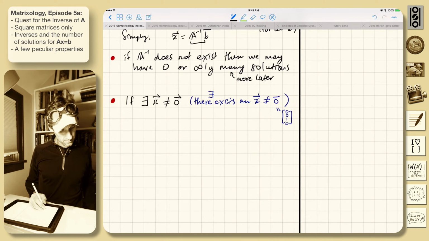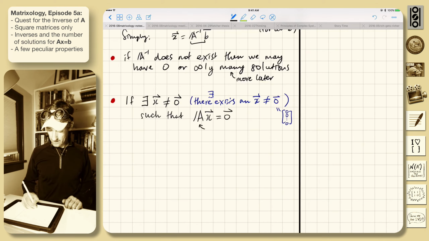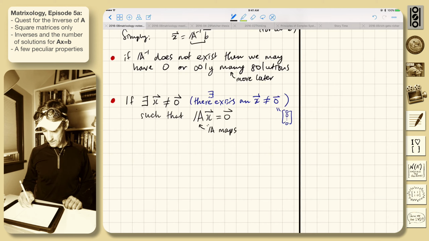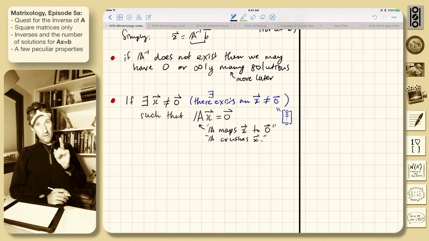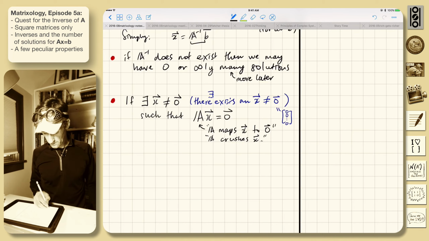So if a sends this x to 0, so this is a maps x to 0. Right? So x is not equal to 0, it just scrunches it, crushes it. Or a crushes x. Then the inverse doesn't exist, right? We're winding this out a little bit. There's a very simple proof. Then a to the minus 1 does not exist. So we're going the other way here.